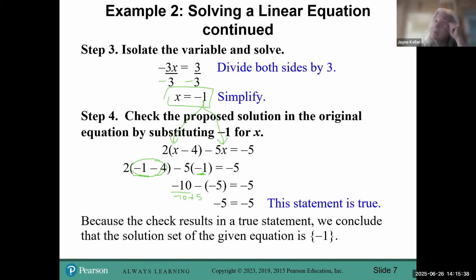So this checks out. This equation that we started with has a solution of -1, and this equation that we ended with has a solution of -1. So that means they are equivalent, and the solution to our original equation is the same as our simple one, -1.